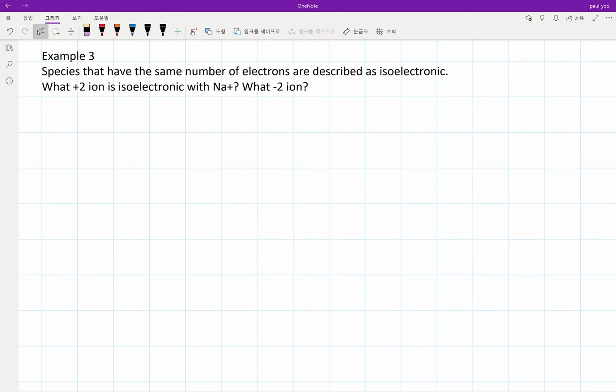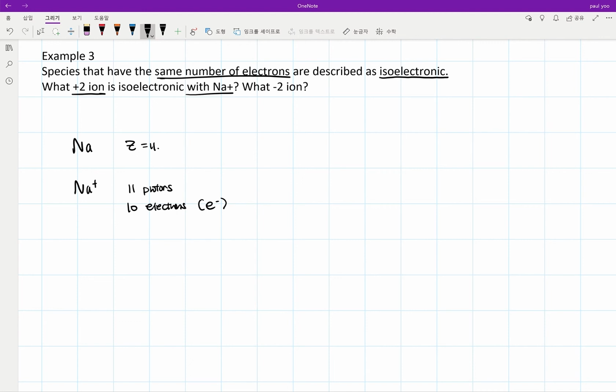Example 3. Species that have the same number of electrons are described as isoelectronic. Same number of electrons. So what plus 2 ion is isoelectronic with Na plus? Na, from the previous problem, we know has a Z number of 11, and Na plus will have 11 protons and 10 electrons. I'm going to abbreviate electrons as e minus from now on.